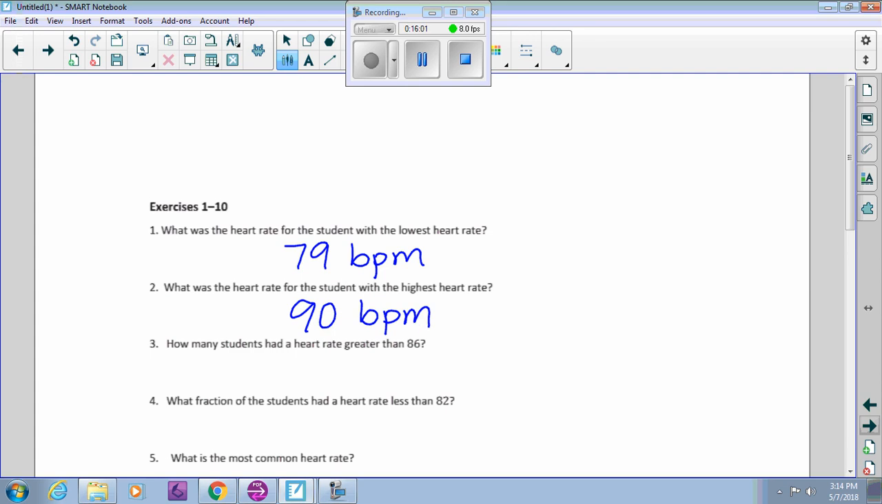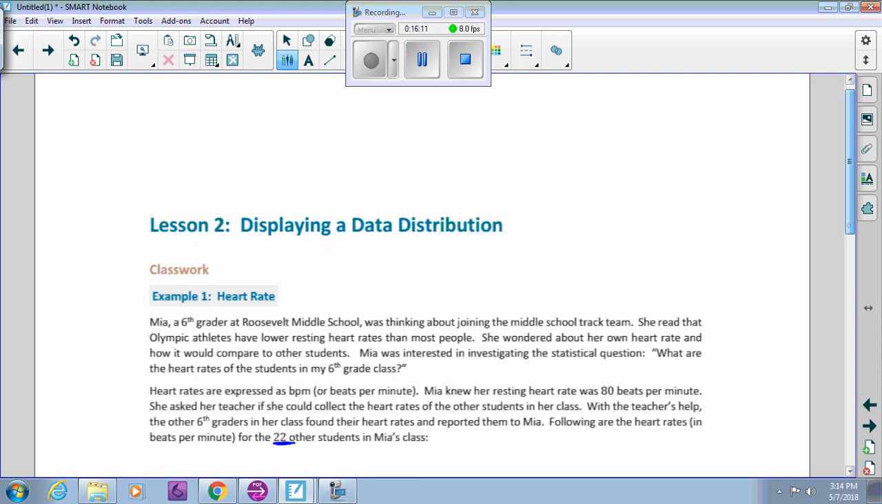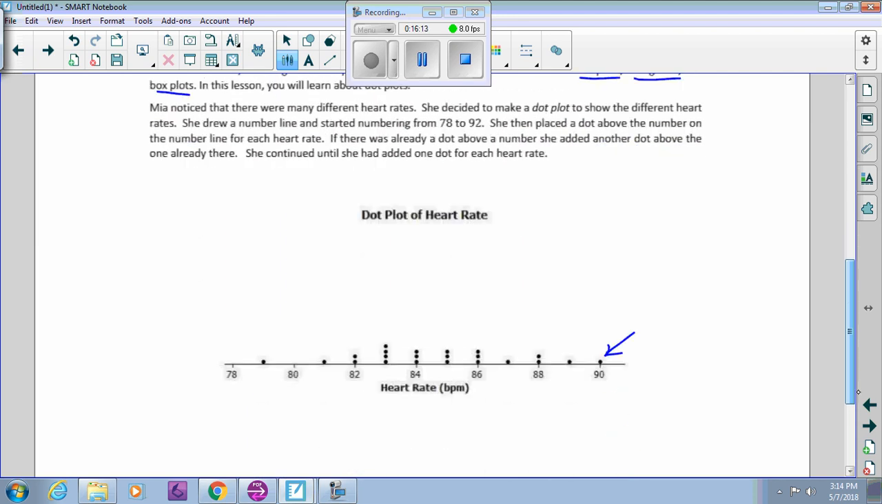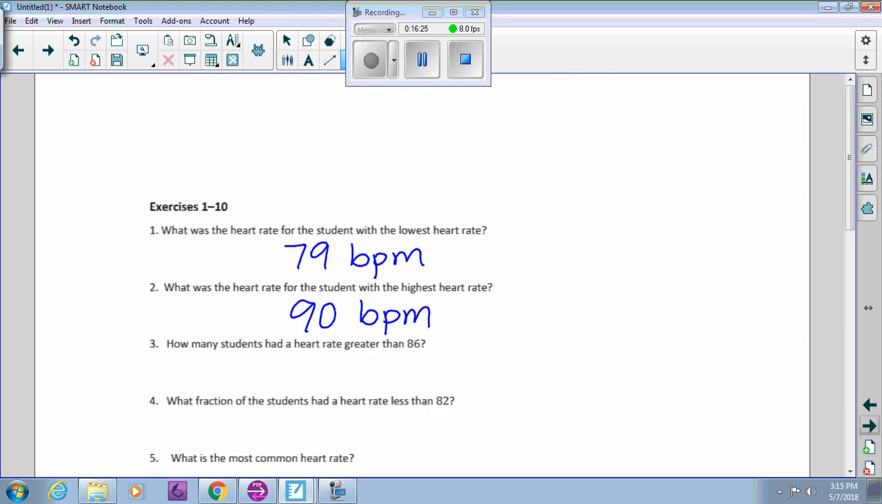And the next question, question 3. It says, how many students had a heart rate greater than 86? So greater than 86, we do not want to include 86. We want above 86. So that's pretty much from here over. All right, so we've got 1, 2, 3, 4, 5 of those. So let's go back to the next page and write down 5 students.